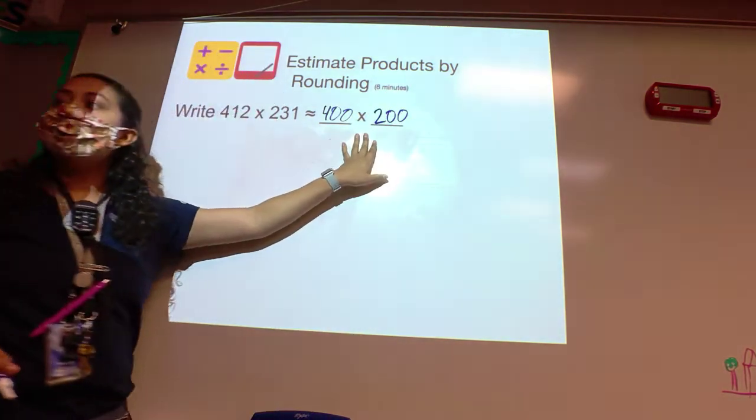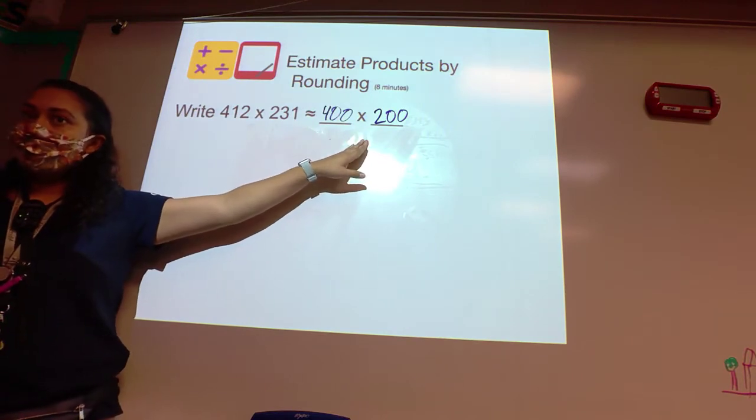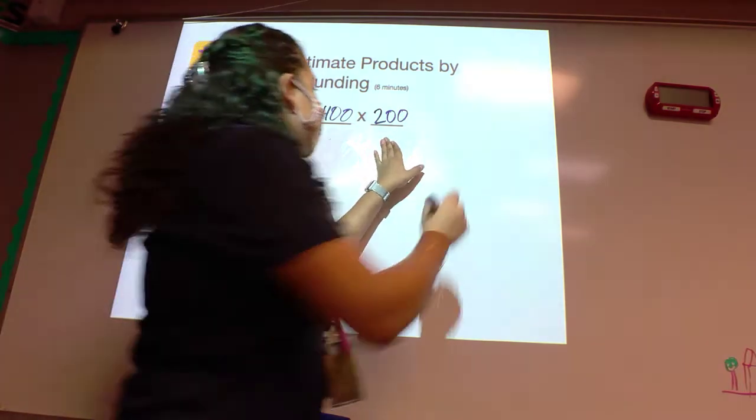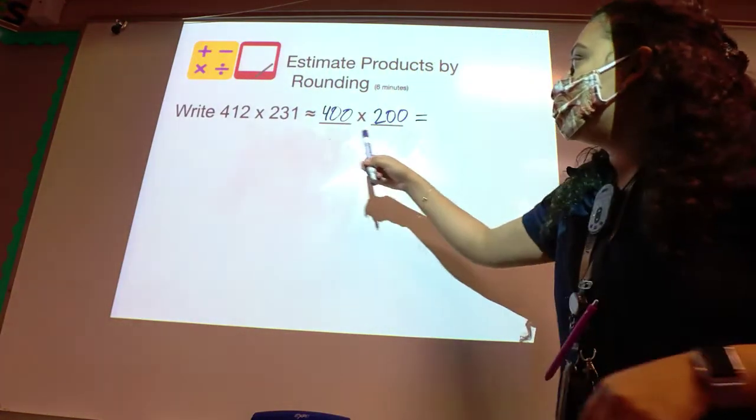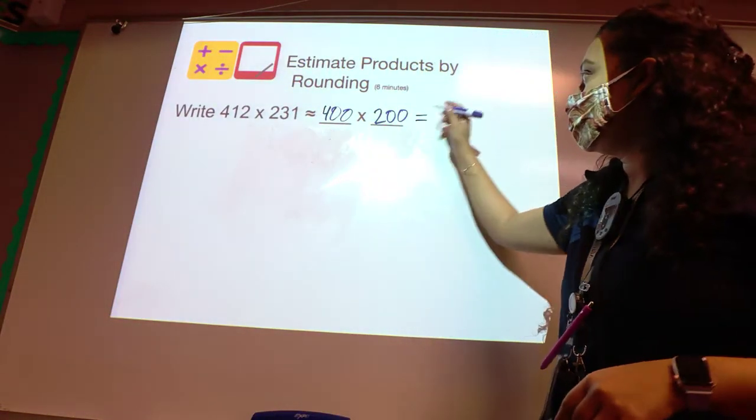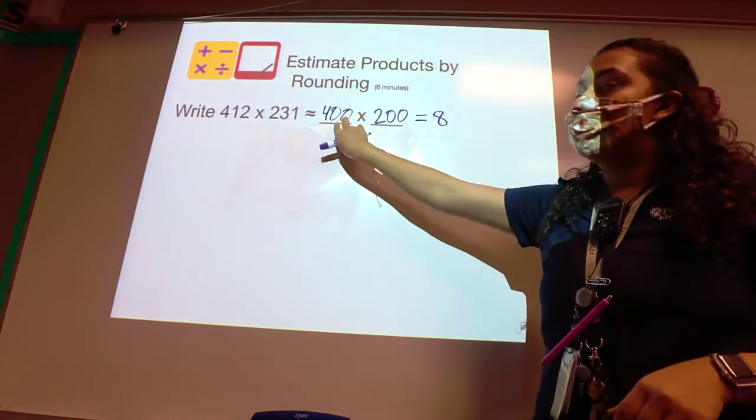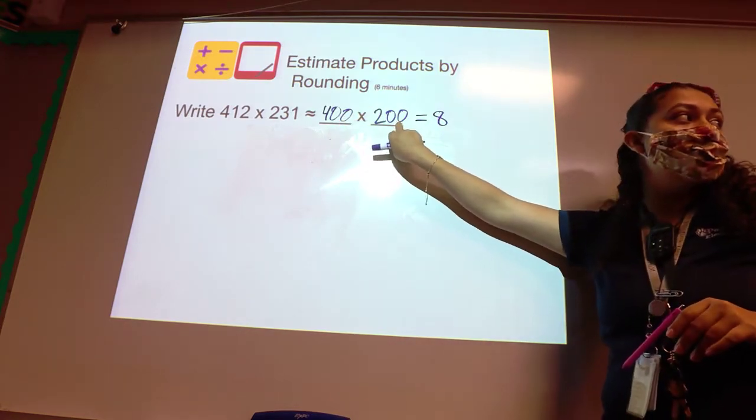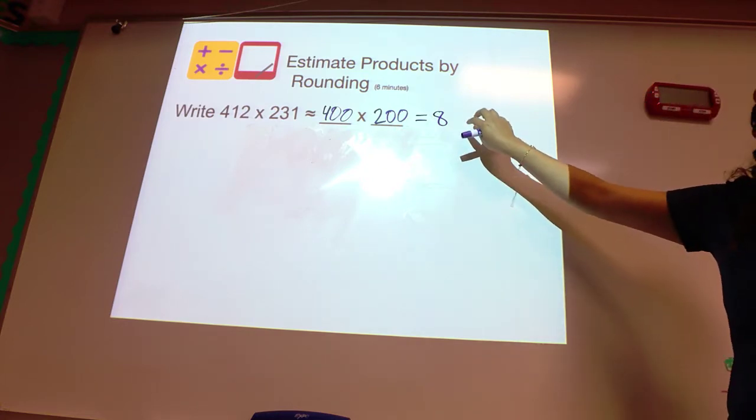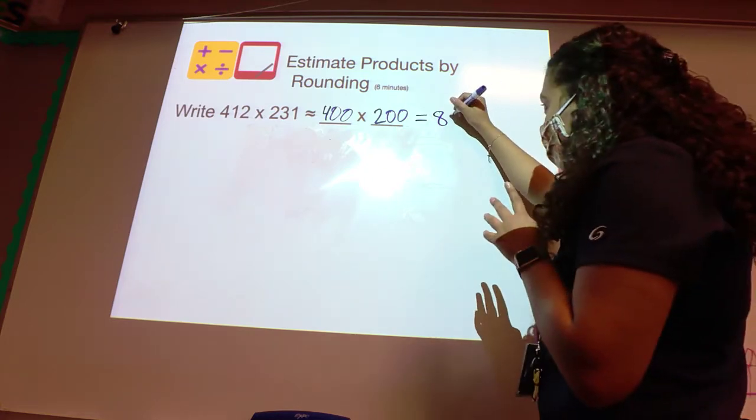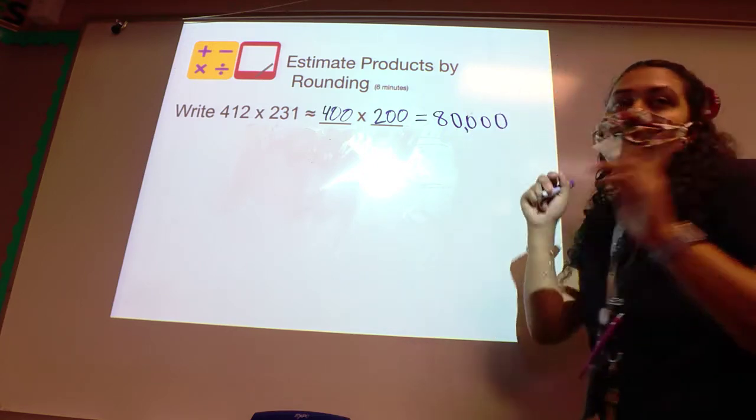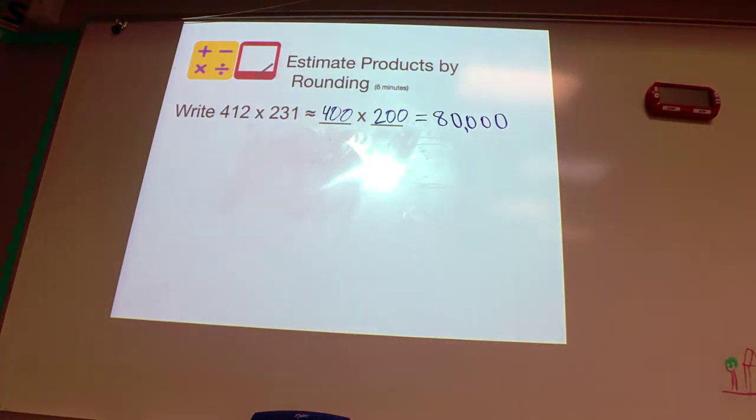Okay, so now we're going to solve for this. 400 times 200. Sophie? 800. What's 4 times 2? 8. We have 2 powers of 10 here and 2 more powers of 10 here. So we're going to plug in 4 powers of 10 in our answer. 1, 2, 3, 4. You're close, Sophie. 80,000.